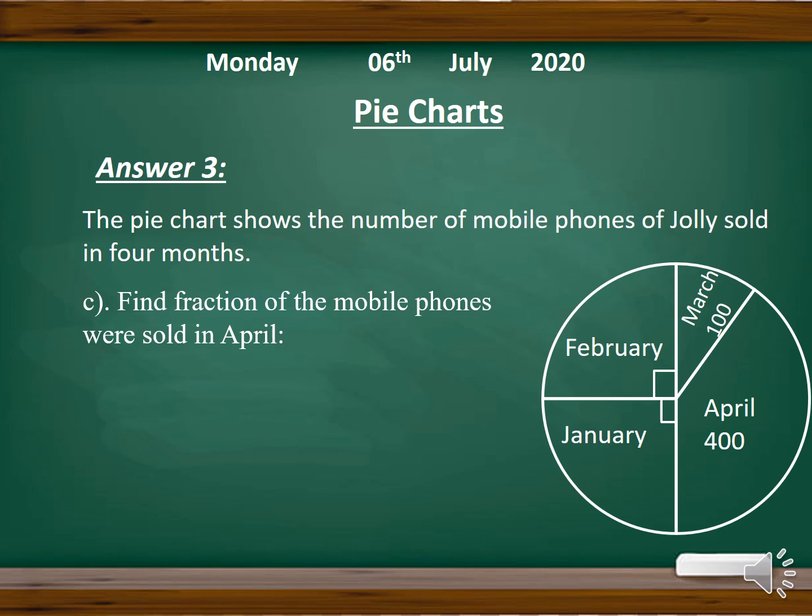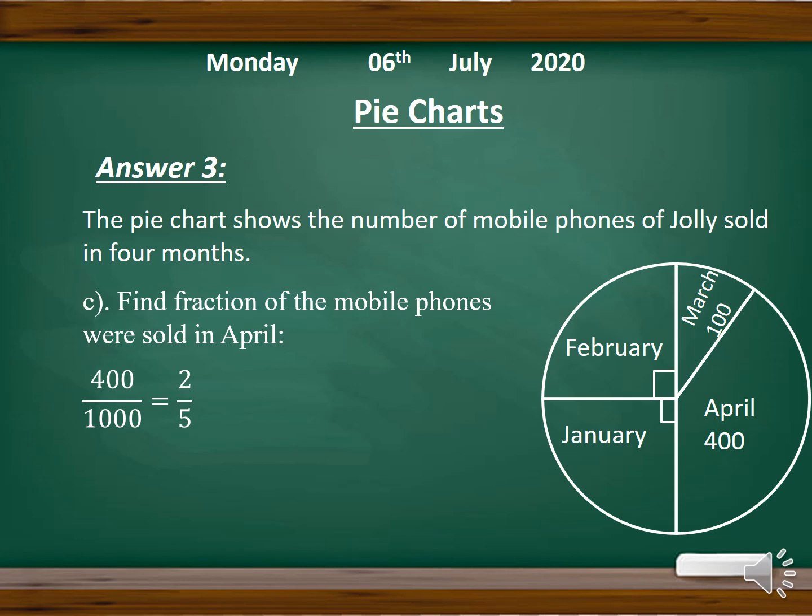Look at letter C. Find the fraction of the mobile phones sold in April. You know that in April, sold 400 mobile phones. So you want to find the fraction of the mobile phones sold in April. We can take 400 divided by 1000. 400 here is the number of mobile phones sold in April, and 1000 is the total mobile phones sold in 4 months altogether. So we take 400 out of 1000.